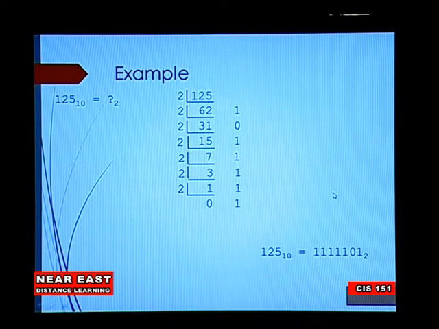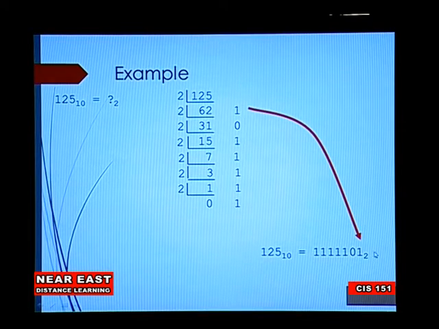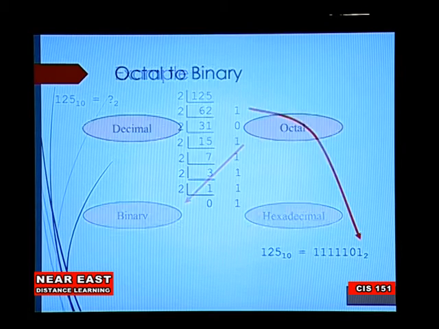Our lesson is an introduction to computers, but this you have to know. You have to know how the computer works, how the computer does its job, and how the computer converts our language to machine language. So this is the number in base 2: 1111101 in base 2. I know it's all numbers, but we still have to study it.